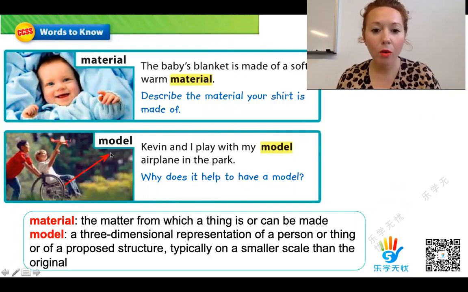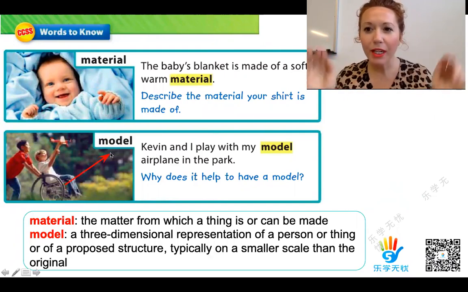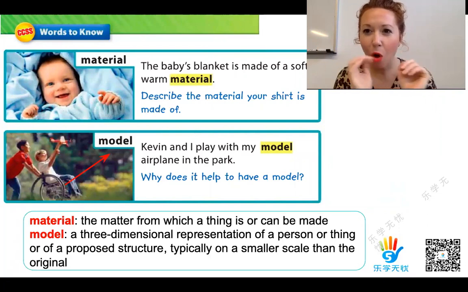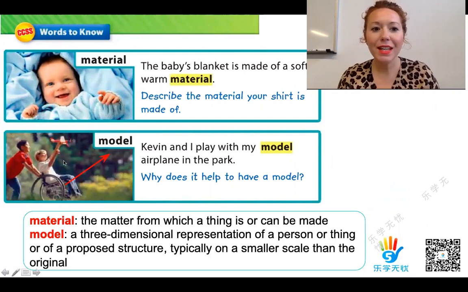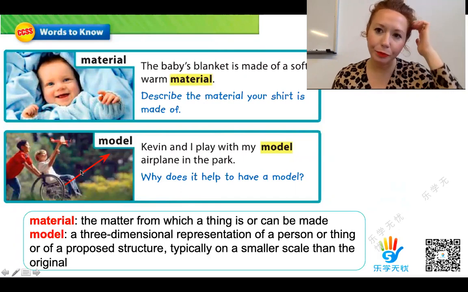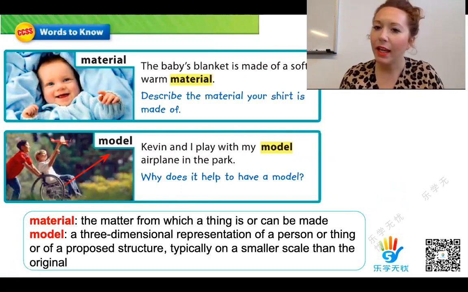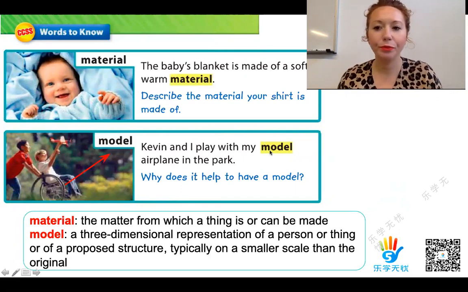Now we have a model. A model is a 3D representation of a person or a thing or maybe a new structure that someone wants to build. Okay? And it's usually on a very small scale. So we can see in this picture that Kevin and I play with my model airplane in the park. So it's not a real airplane, it is a model airplane.